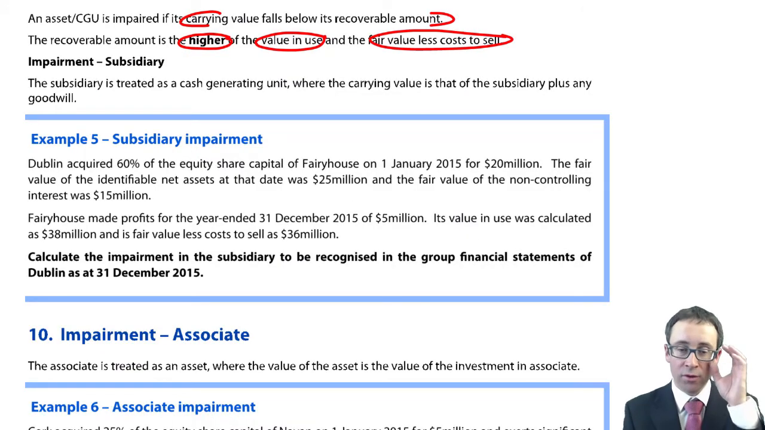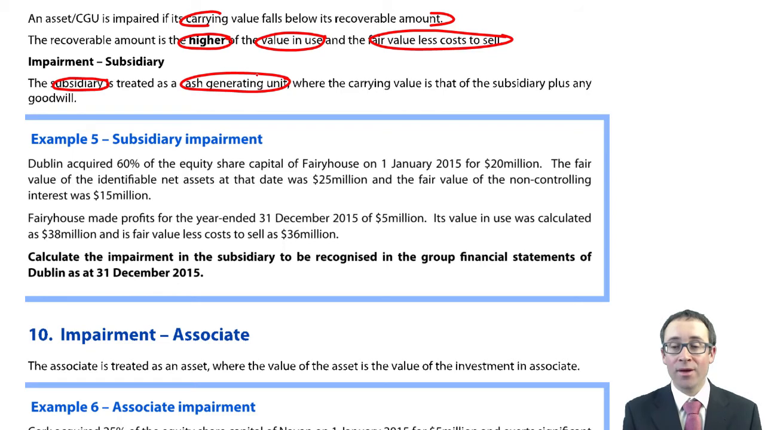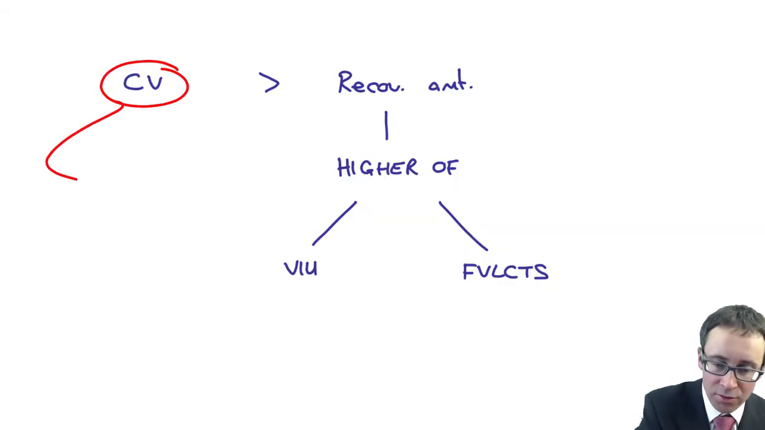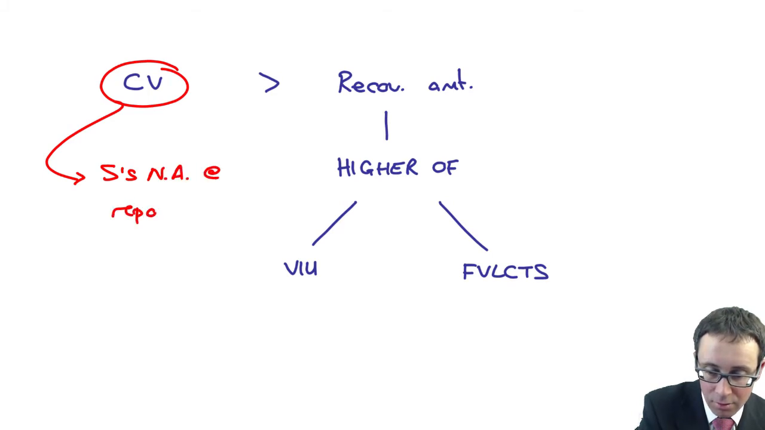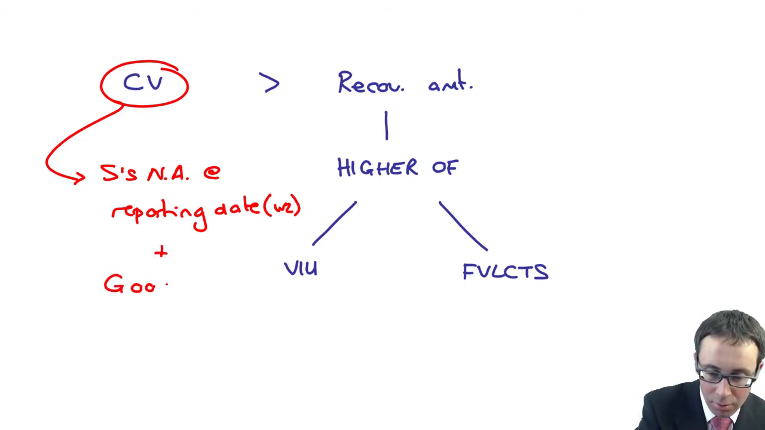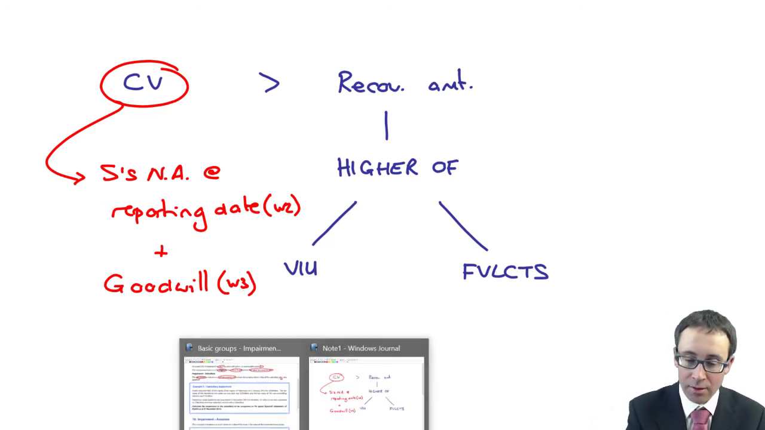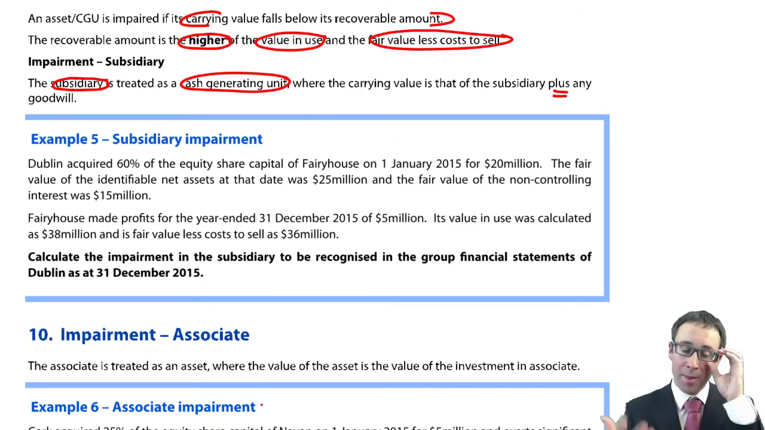If we're looking first of all at the subsidiary, then the subsidiary is your cash generating unit, whereby the carrying value is that of the subsidiary plus any goodwill. The carrying value of the subsidiary is essentially S's net assets at the reporting date, which you take from working two, plus the value of any goodwill, which is what you see from working three. Add those together and that gives you the carrying value that you compare to the value in use of the sub and the fair value less cost to sell of the sub. That's it. Then take the number and make the comparisons.